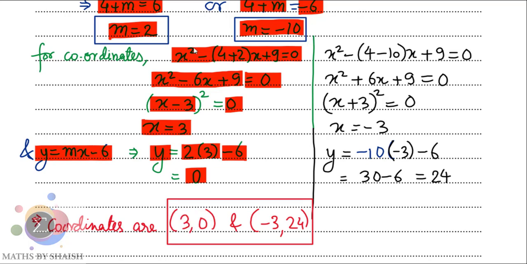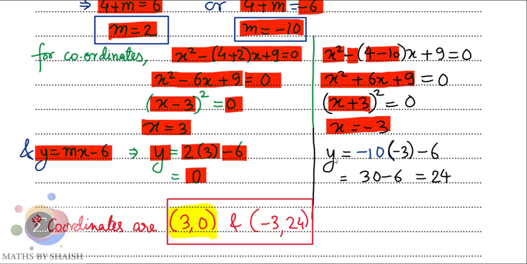From here I'll use a different color: 3 comma 0 for the first one when m was 2, and similarly for m equals minus 10, we get x squared minus 4 minus 10x plus 9, which will give us x squared plus 6x plus 9 equals 0, which is x plus 3 whole squared equals 0, meaning x equals minus 3. And we substitute this value in y equals mx minus 6, and we get 24. So the coordinates of another point are minus 3 comma 24.